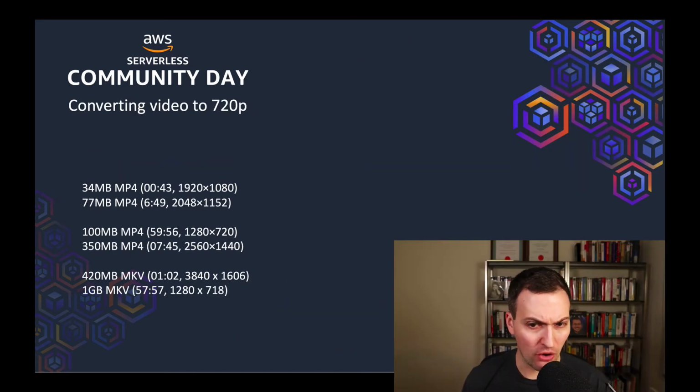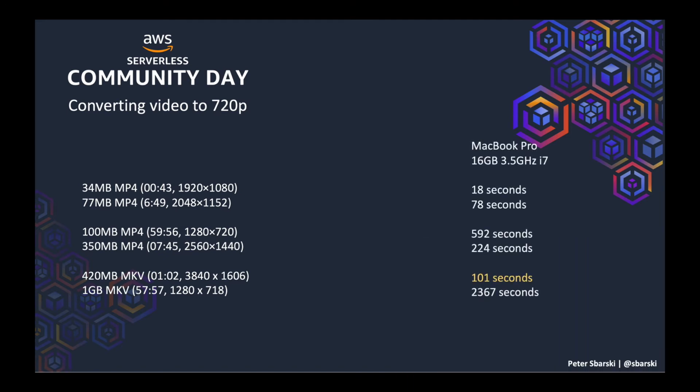We ran a whole bunch of tests and got pretty good results. We compared a number of files to a large T2 instance and to my own MacBook Pro, which is actually the computer I'm using right now. So let me show you the results. And here we are converting different files to 720p. So here are the results for the MacBook Pro, which is a pretty reasonable machine with 16 gigs of RAM.